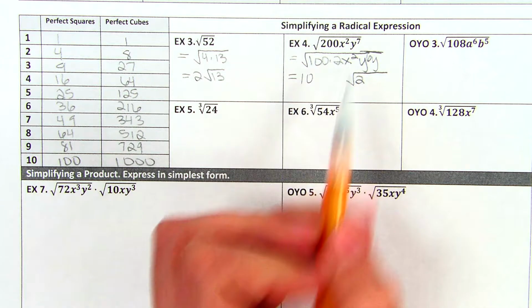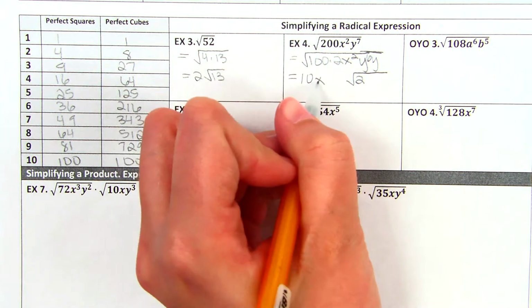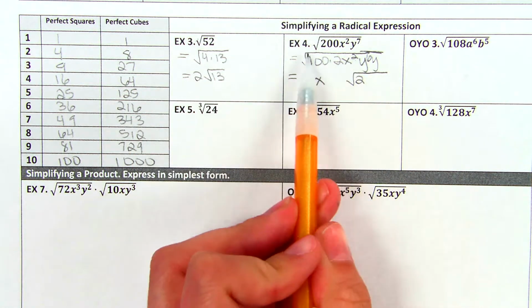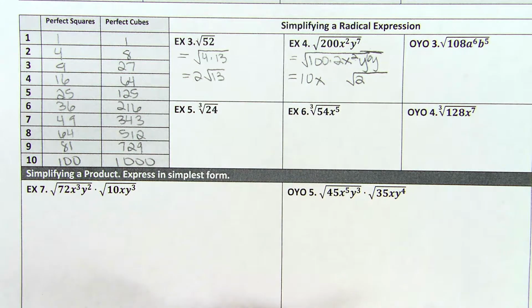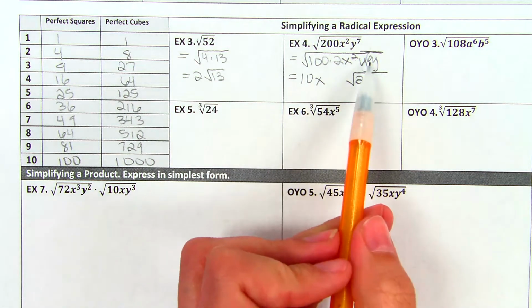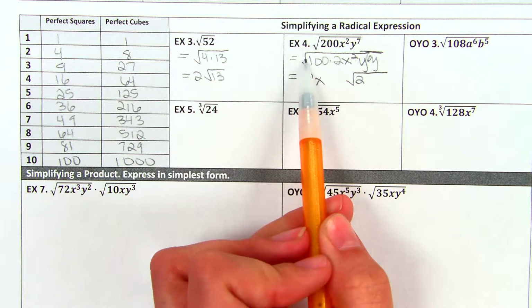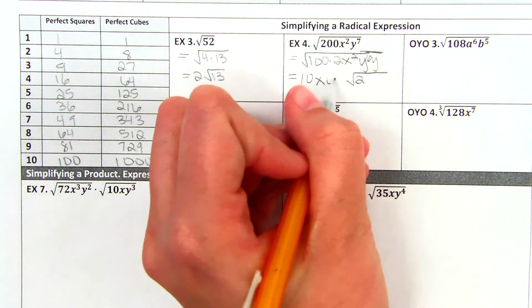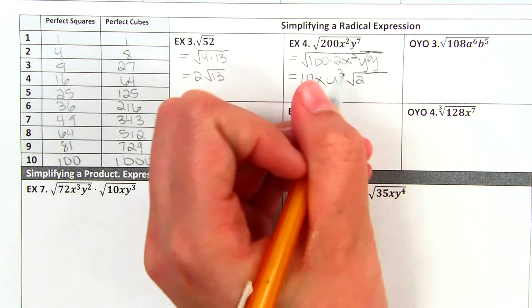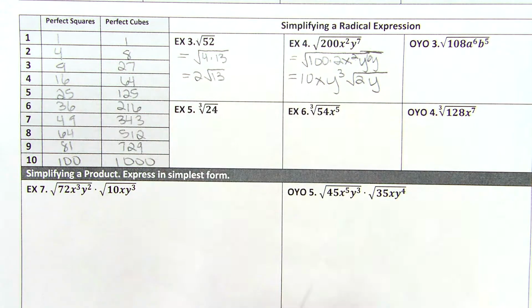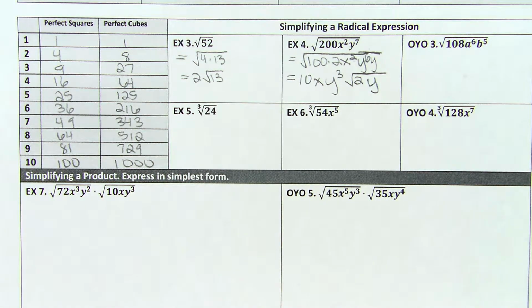The square root of x squared is just x because we think of 2 divided by 2 is just 1. Y to the 6th, we have a perfect square. Think of it as like 6 divided by 2. So that is y cubed. And then y is left because y is not a perfect square. We cannot take it out. And there is our final answer. We've taken out our perfect squares and we're leaving what is not a perfect square in that radical.